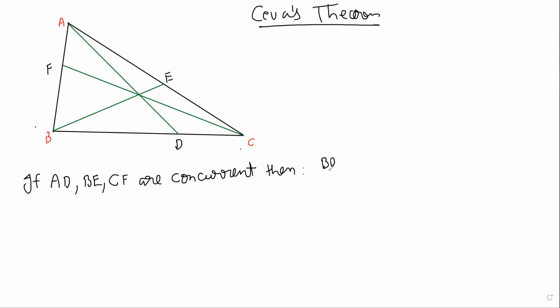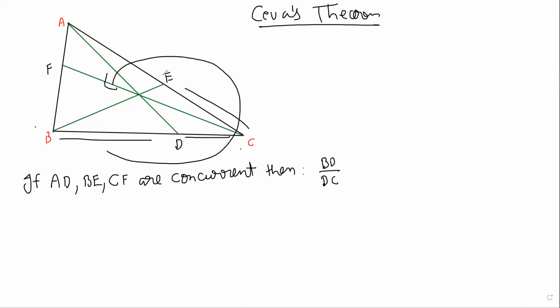So the way I'm going with this is I'm just going cyclically. Okay, like I'm taking BD, DC, CE, EA, right? AF, FB. Okay, you can also go in the reverse direction, obviously. That doesn't really change anything. So BD by DC, and then CE by EA, and then AF by FB. The claim is that this ratio is 1.